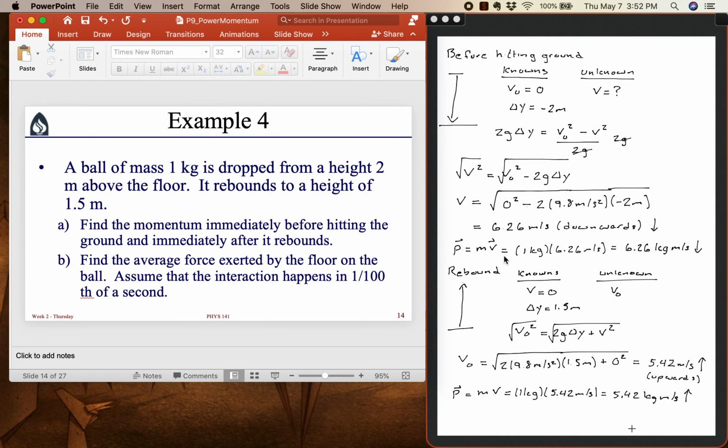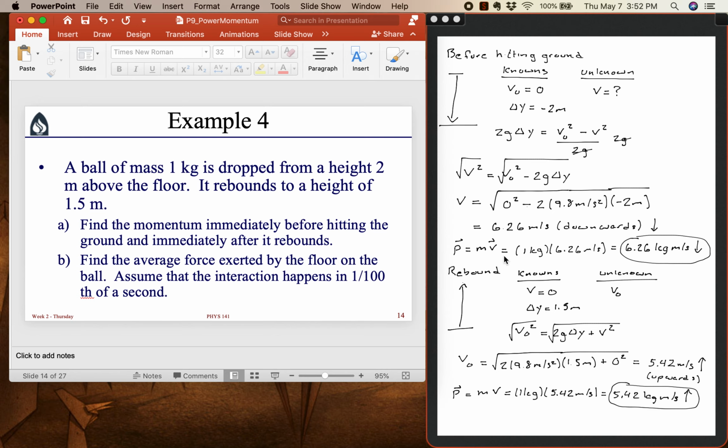So we now have found the momentum immediately before and immediately after hitting the ground. The second part of this problem asks us to find the average force exerted by the floor on the ball, and to assume that the interaction happens in 1/100th of a second.